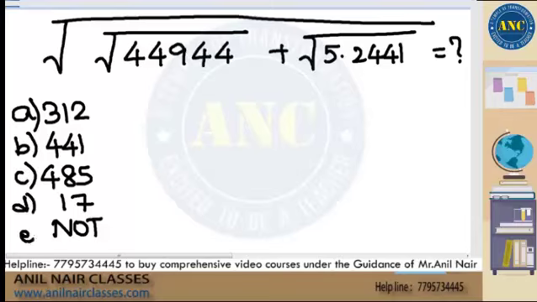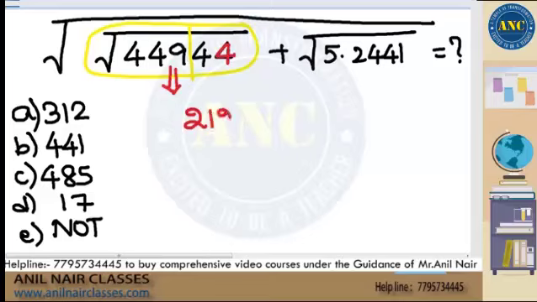Now listen carefully, sir. I already taught you how to find the square root of a number. Square root of 44944: make a group of 2 digits. I can say that it is ending with 4, so the answer will end with either 2 or 8. Like that, if I keep doing it, which I taught you in my first class, square root of 44944, I will get it as 212.